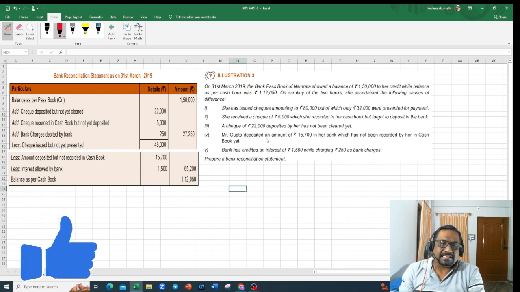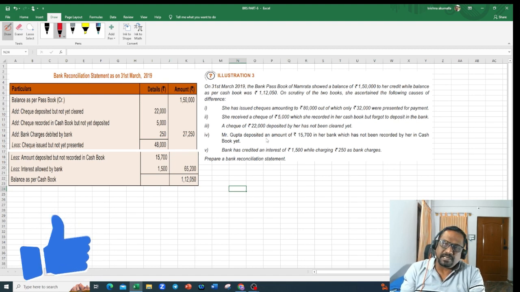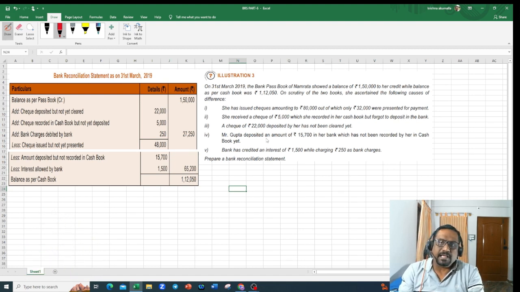Next, the bank has credited an interest of 1,500. The bank has credited 1,500 interest, but it was not recorded by her in her cash book, while charging 250 rupees as bank charges. The banker also charged 250 rupees as bank charges. That is also not communicated to her, hence she did not record it in the cash book. These are the differences they identified, and she is asking us to prepare the bank reconciliation statement.